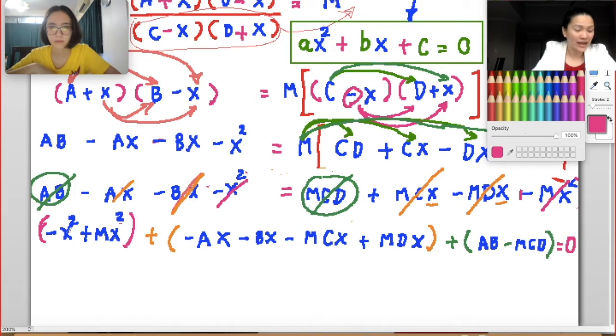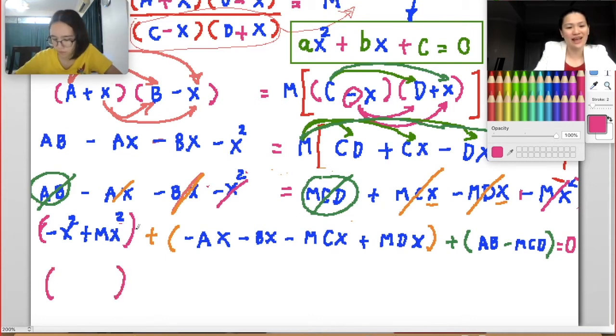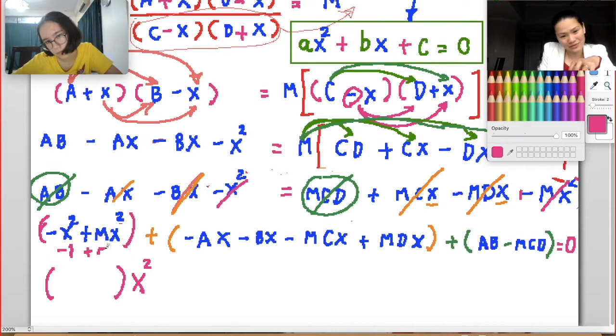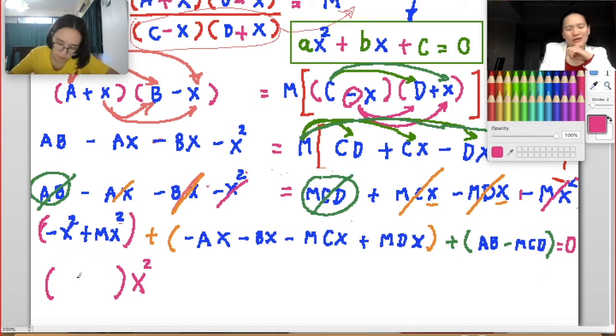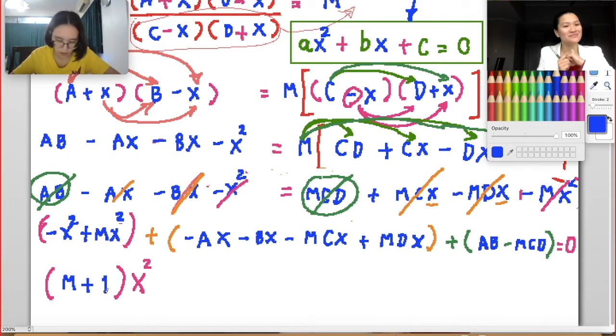Okay, let's see this one. Negative x squared plus m x squared. I'm trying to put x squared outside of the bracket. So I put x squared outside, it's going to be minus 1 plus m. Is that correct? Minus 1 plus m, but we can write in a beautiful form, it is m plus 1. That's correct, Jasmine? Yeah. Okay. Then you plus it with all of this term.